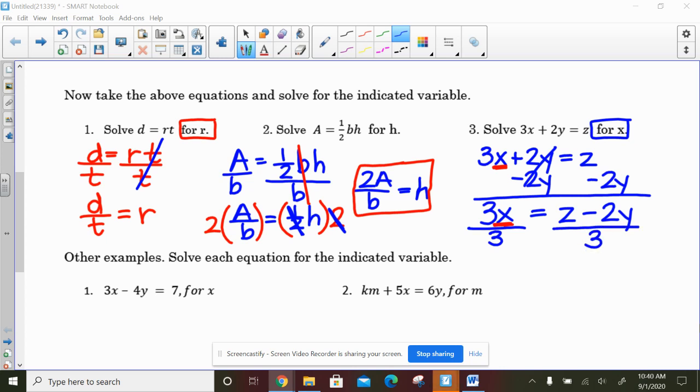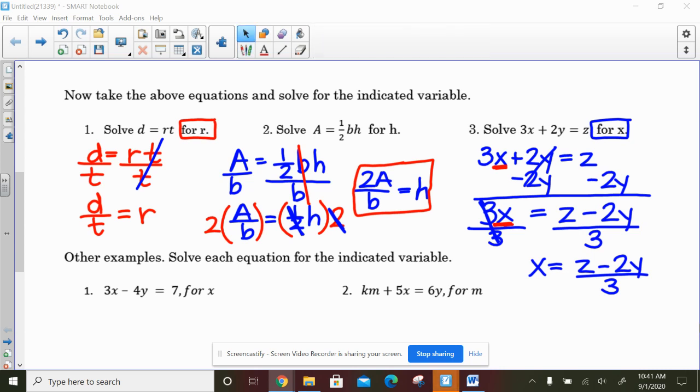Make sure when you do it over here on the right side, you divide the whole problem by the 3. Okay, that will cancel these out and leave you with x equals z minus 2y over 3. And now that equation is solved for x.